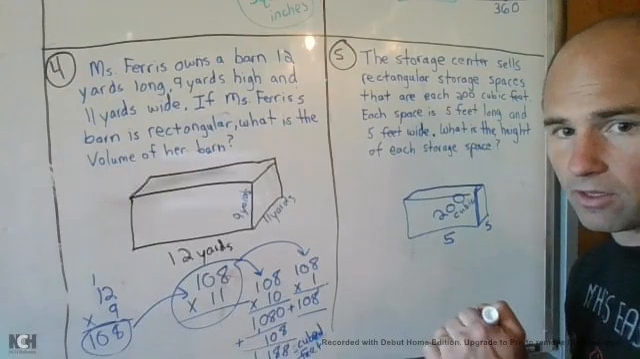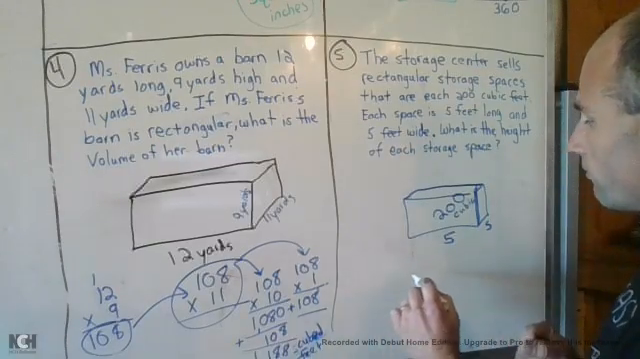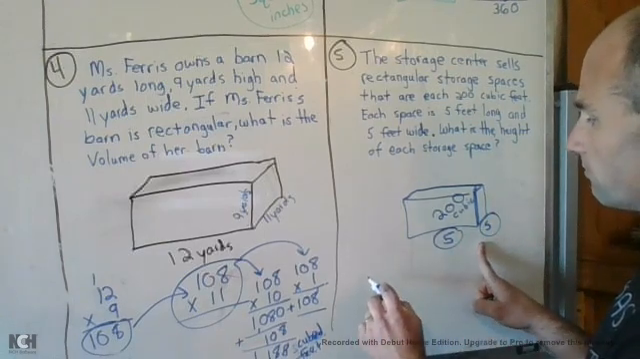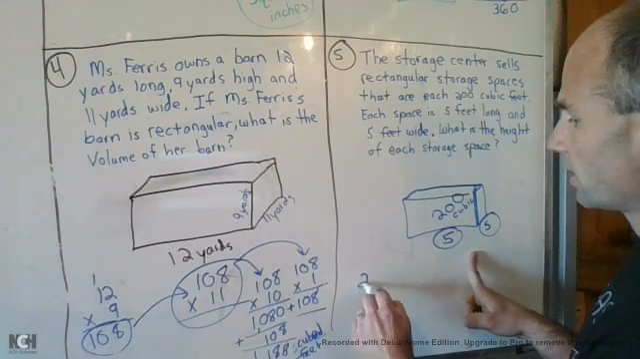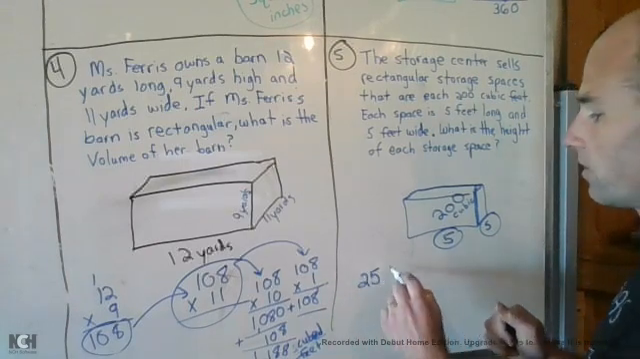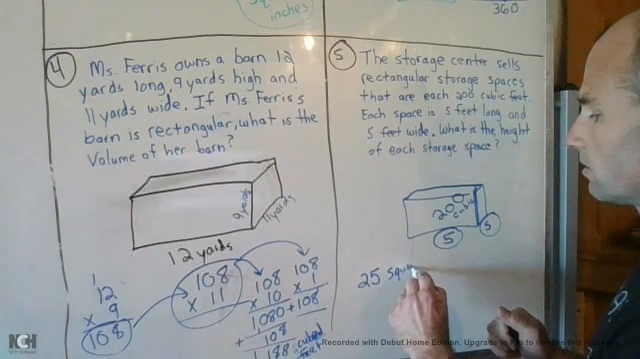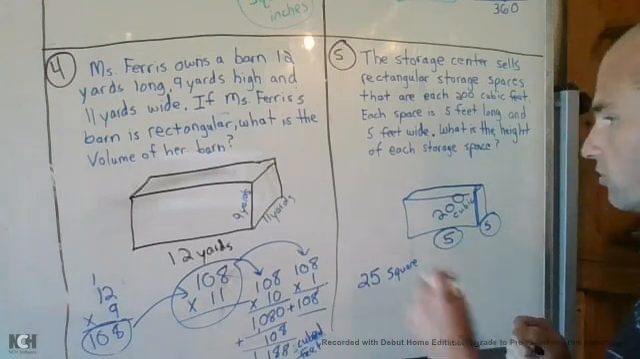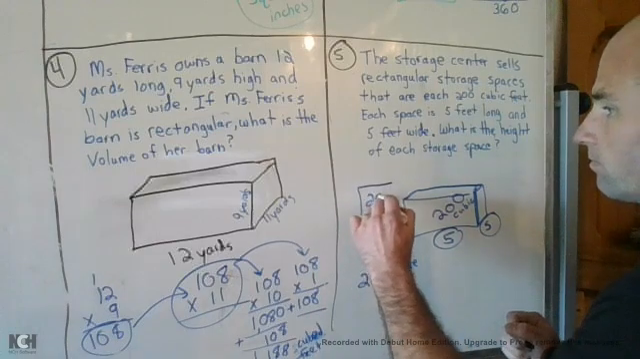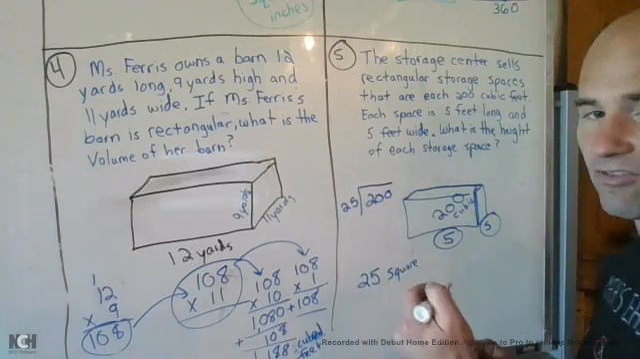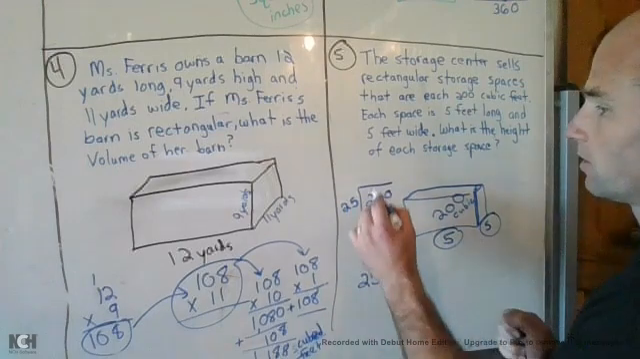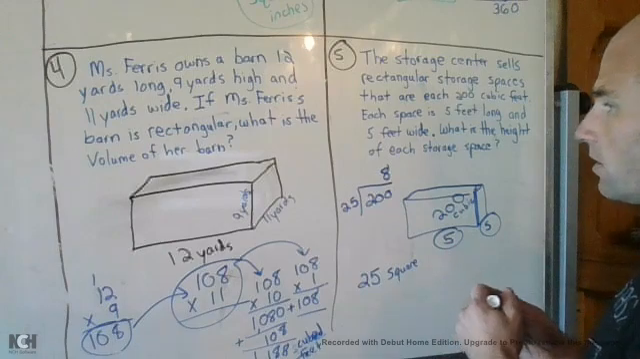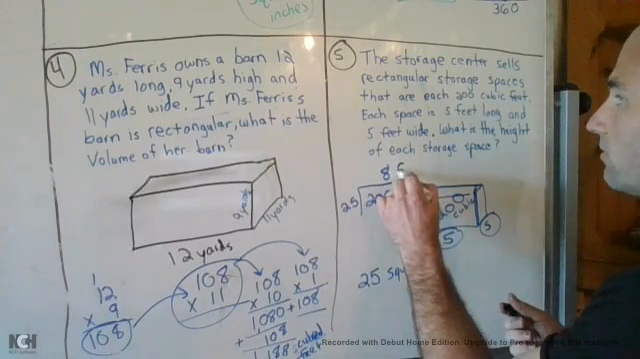All right, so some of you might be a little stuck here, so let's go through this. First, I'm going to take 5 times the 5, length times the width, and I'm going to get 25 square feet. But I'm going to take and divide that into 200. That will then give me the actual height. So 25 goes into 200 8 times. Therefore, the height is 8 feet.